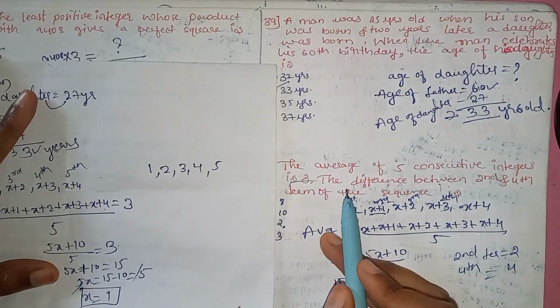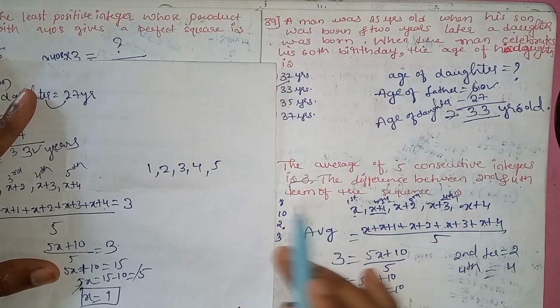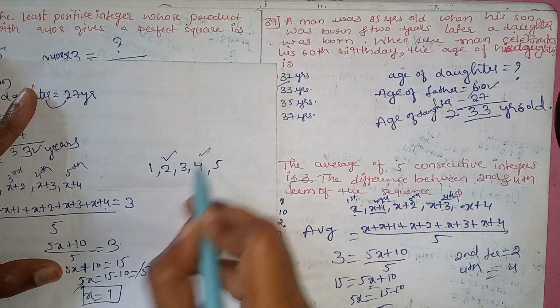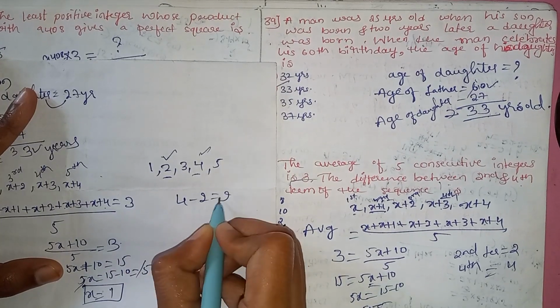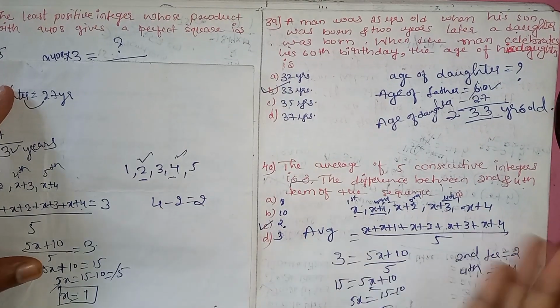What they are asking next? The difference between the second and fourth term. This is the second term, this is the fourth term. Yes, what is the difference between these? 2. Yes, option C is going to be the answer of this question.